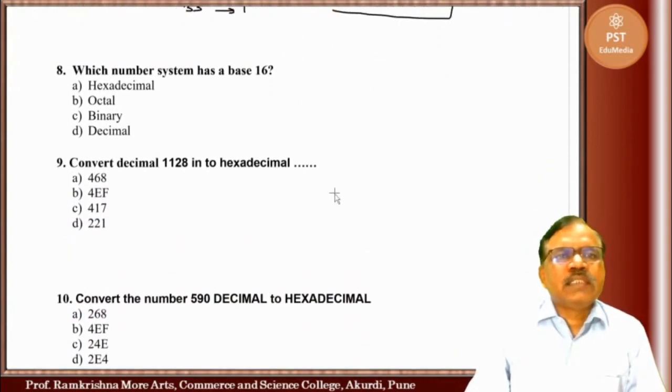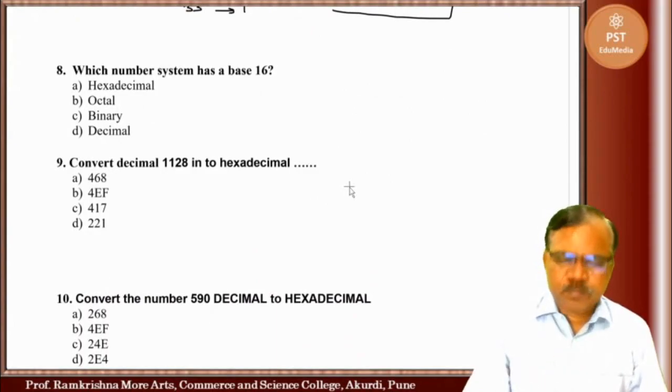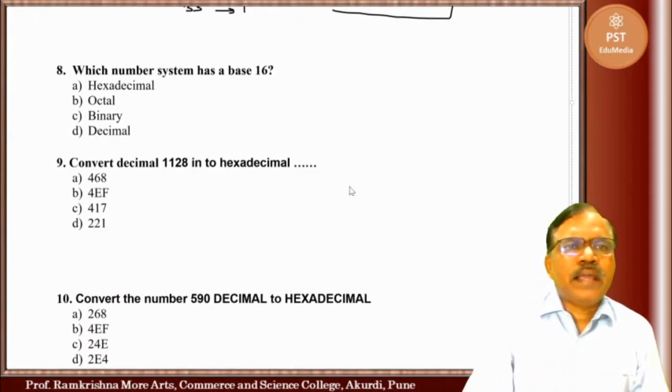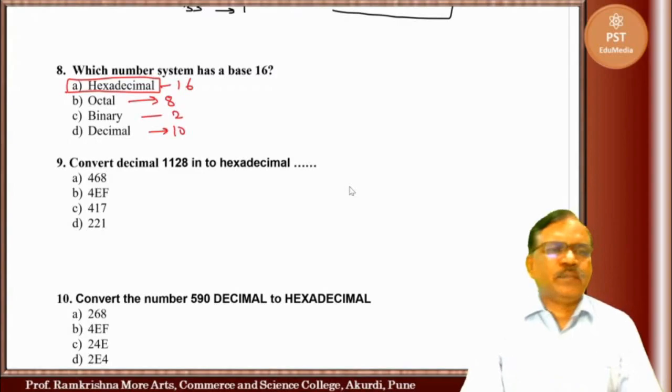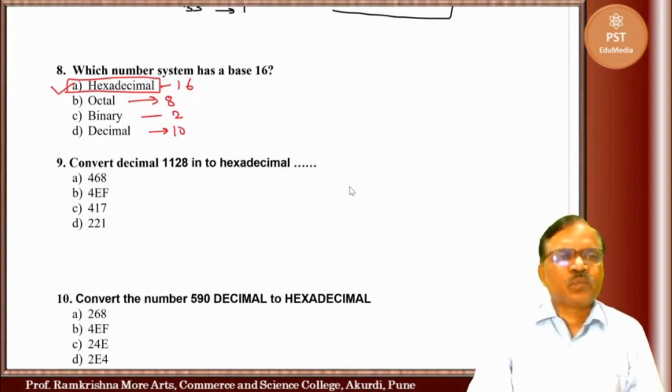Which number system has base 16? We know the hexadecimal number system has base 16. So this is the correct answer. Octal has base 8, binary has base 2, decimal has base 10. So this first one is true.